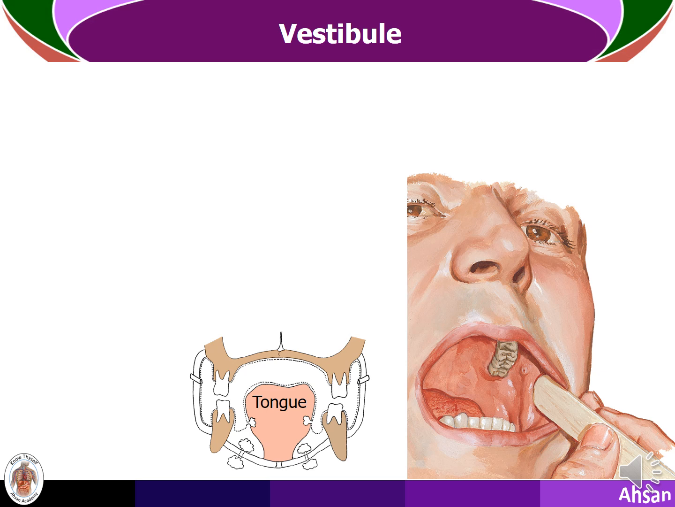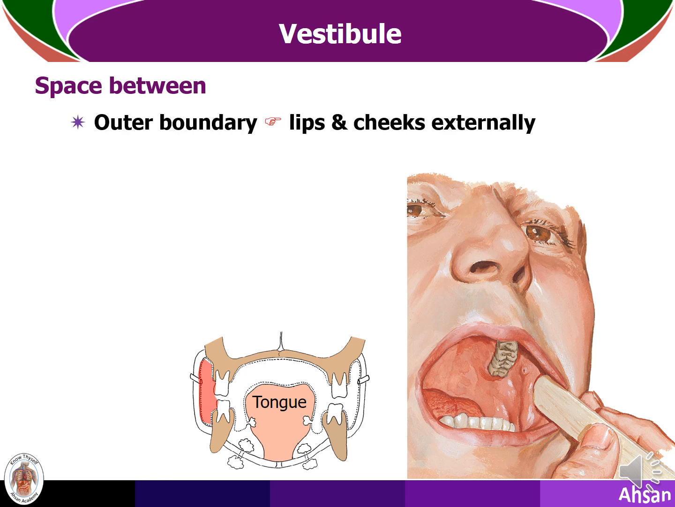The oral cavity has an outer part, the vestibule. You can see the change in color in the diagram. This reddish color area is the vestibule. So it is externally bounded by the lip and the cheek as shown in the figure, and the inner boundary is formed by the gum and teeth.